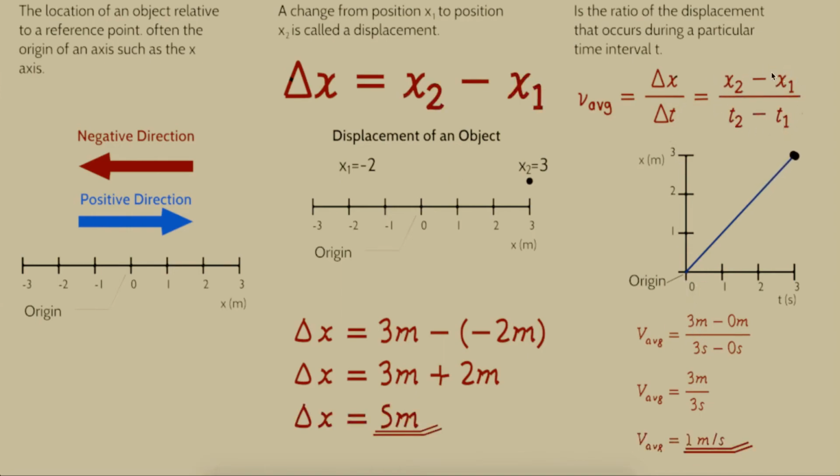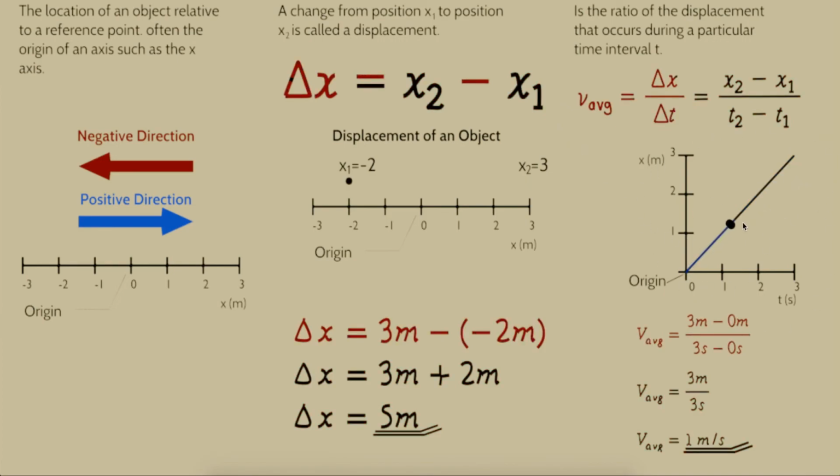So we just use this equation here, we replace everything in it, and if we solve for that, it'll go like this: x2, which is 3 meters, minus x1, which is 0 meters, divided by 3 seconds, which is t2, minus 0 seconds, which is t1. That'll give 3 meters divided by 3 seconds, and thus we get 1 meter per second. That means this particle-like object is moving at 1 meter per second according to our representation here. And that's pretty much it.